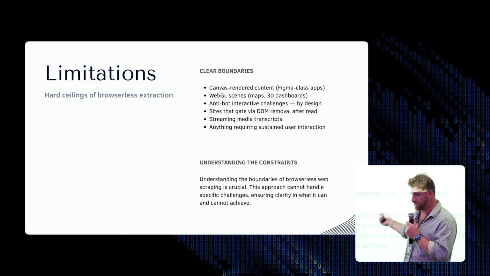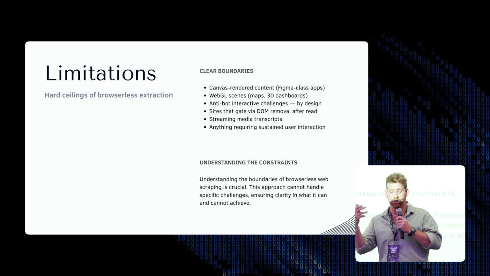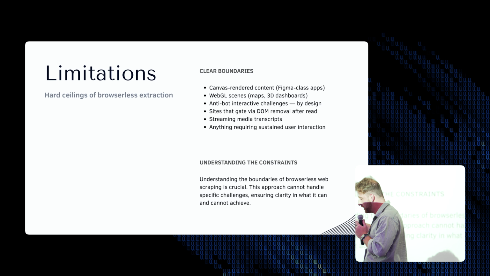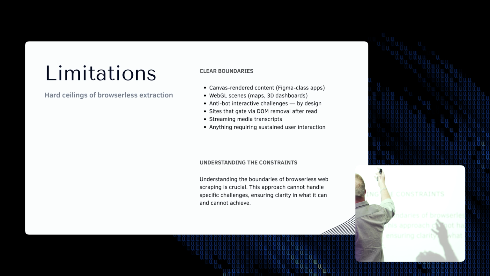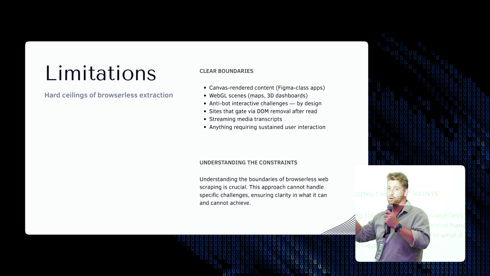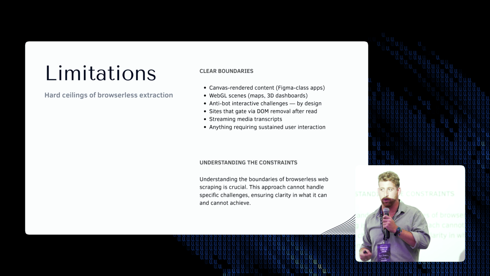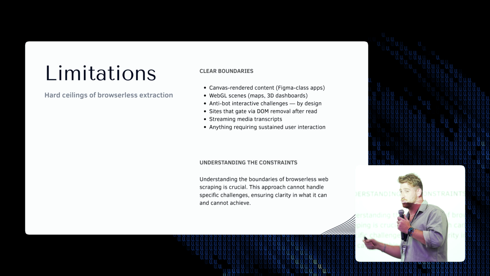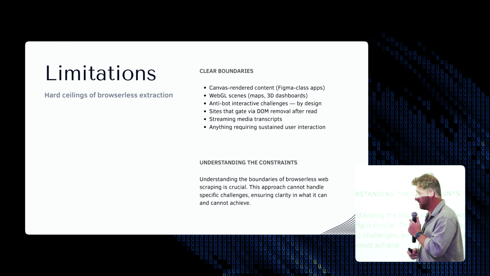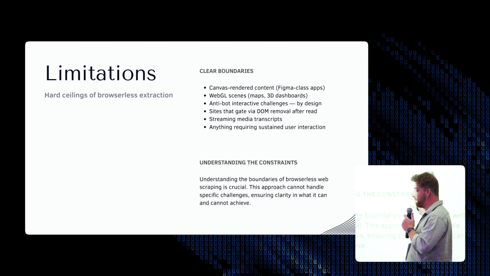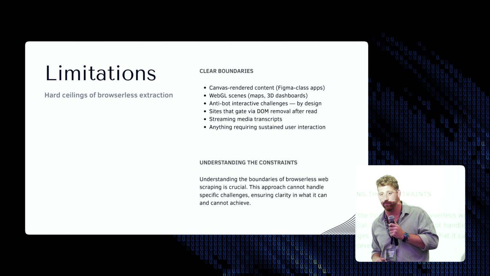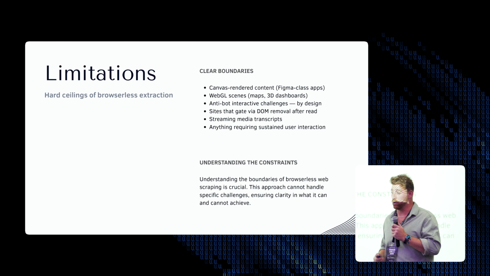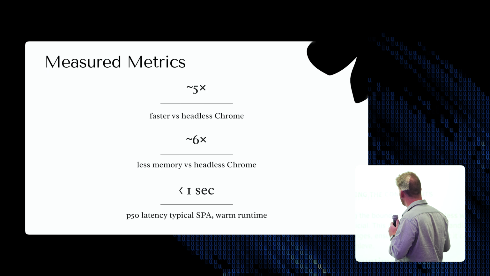And this approach has limitations. So you all talked about stealth and everything. This is not for this. These limitations are probably basic, it's clear. If you want to scrape Google Maps, if you want to scrape Figma, this is not for you. These are for more content pages, more for text pages. And this is understandable. You understand the boundaries, you understand the constraints on this kind of method. But if you need just the text, that's what you can get under a second.